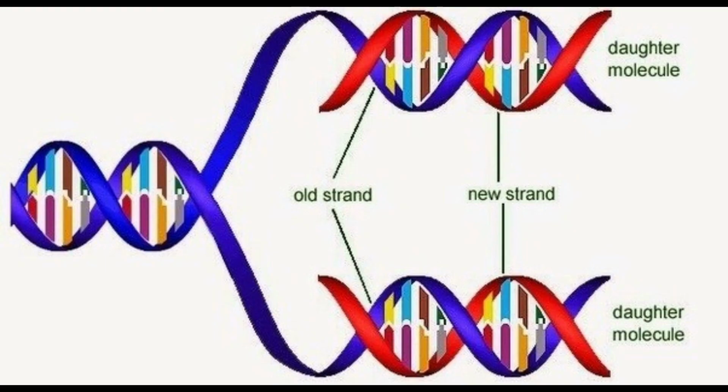The end result of DNA replication is two separate helices of DNA. Each one contains one strand of parental DNA and one strand of daughter DNA.